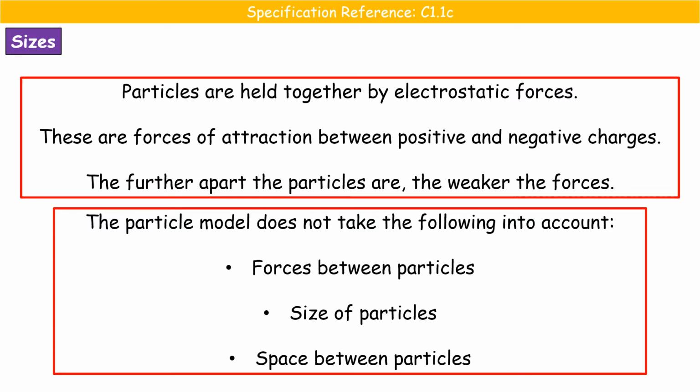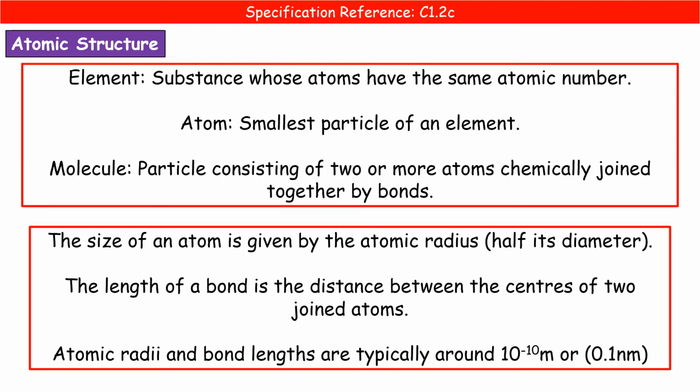Now, when we think about the particle model with our little balls that we use to represent our particles, there's three things we're not actually taking into consideration. The first are any forces between the particles. Secondly, the size of the particles. And third, the space between them. So just bear in mind that we do have some limitations with this particle model, and that's that we're not taking those three things into consideration.